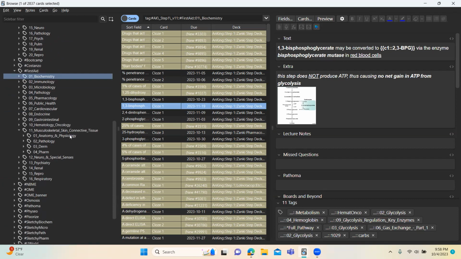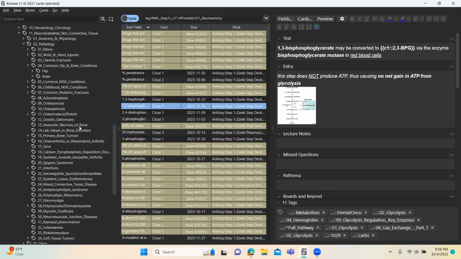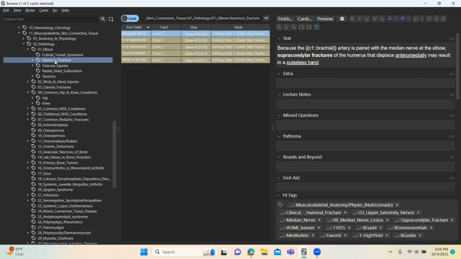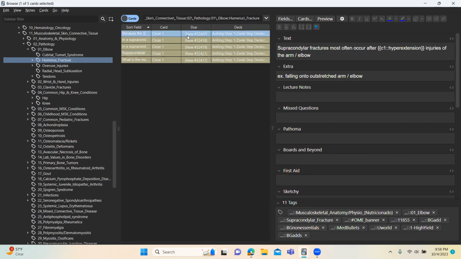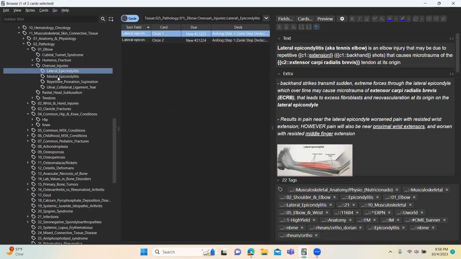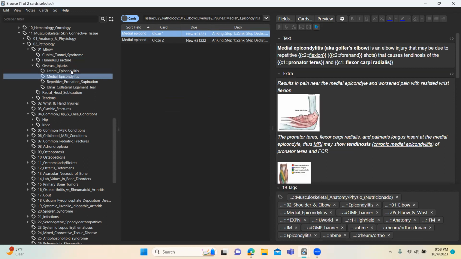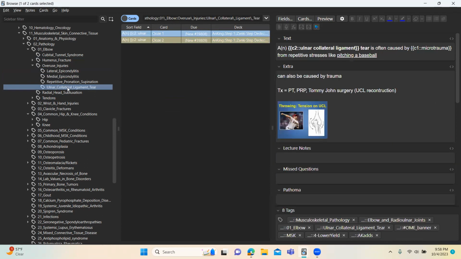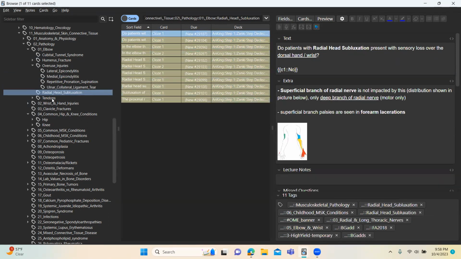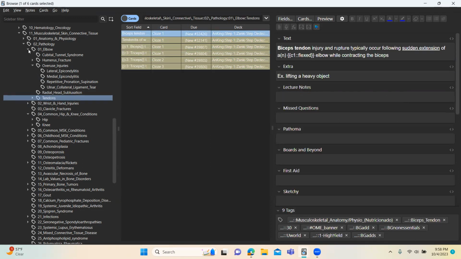So for the first bit, you're going to go to First Aid, down to musculoskeletal, skin, connective tissue. And then we'll go into pathology. And as you can see, there's a whole bunch, but we're just going to start at the top. I'm going to go through section by section. So cubital tunnel syndrome is going to be all, and humerus fracture, none. I mean, this is helpful information. We just didn't review it. And overuse injuries, you're just going to go over lateral epicondylitis and medial epicondylitis. That is it. Neither of these ones. Just these two. And then you are going to go down to radial. None in that one, and none in tendons. So that is it for elbow.